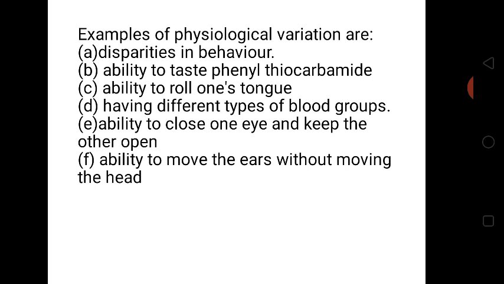Examples of physiological variation are: A. Disparities in behavior. B. Ability to taste phenylthiocarbamide (PTC). C. Ability to roll one's tongue. D. Having different types of blood groups. E. Ability to close one eye and keep the other open. F. Ability to move the ears without moving the head.